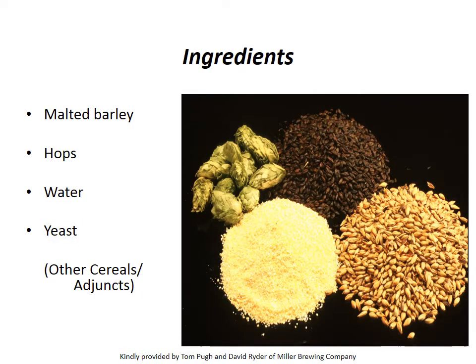There are 4 main ingredients in beer, and we'll address them in slides in greater depth. First is malted barley. Second, hops. Third is water. The fourth is yeast. And finally, depending on styles of beer and recipes, you may find other cereal grains in there, wheat, oats, things like that, and possibly other adjuncts. Those could be sugars, spices, etc. So into further depth we go.